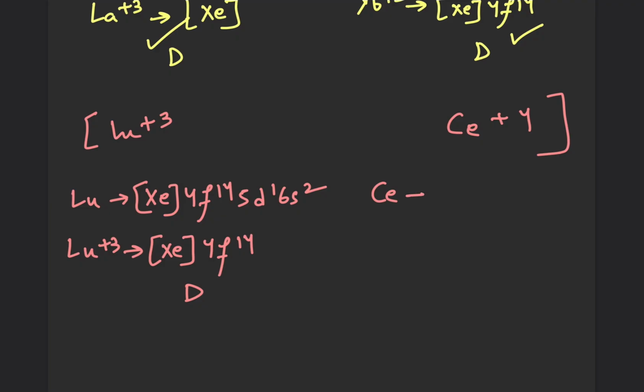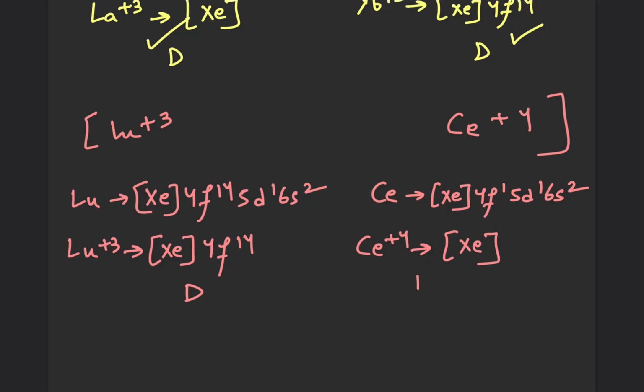Then we have cerium. The configuration of cerium is xenon 4f1 5d1 6s2. So the configuration of cerium+4 will be, we remove 2 from here, 1 from here, 1 from here, so we will be again left with a xenon core. And in a noble gas, we know that all the electrons are completely filled and paired, so it is also going to be diamagnetic. So this pair also contains both the species diamagnetic.